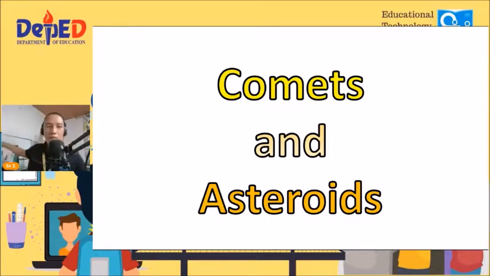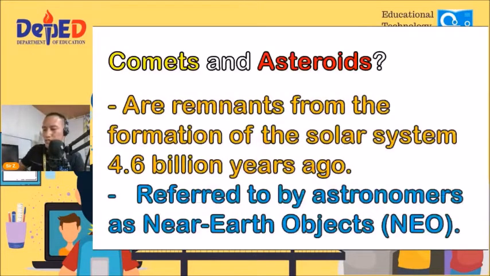So I have here a copy as well of the modules that I showed you a while ago. But we're going to summarize. What are comets and asteroids? Take note of the screen, class. You can copy if you want, because I already made a summary of the discussion. So this will be very helpful for you.